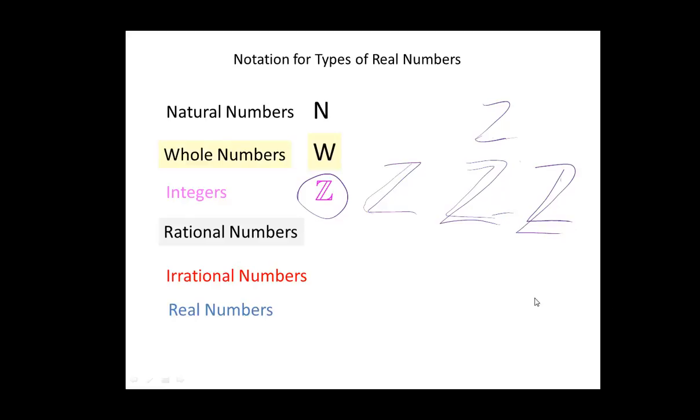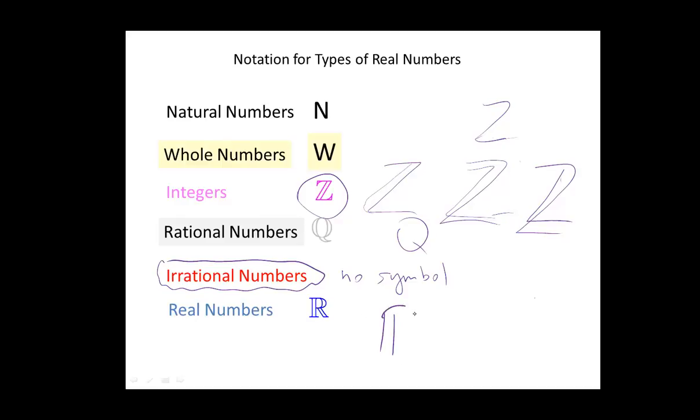Now the rational numbers, we use a Q, and that's sort of a fancy Q, but a regular Q is fine for the rational numbers. The irrational numbers, oddly enough, we have no symbol for that. There's a few times I've seen people make up some symbols, and that's okay, but there's no really commonly known symbol for the irrational numbers. And here's our real numbers. Now that's kind of a fancy R, but I would normally write it this way. This is how I would write the symbol for the real numbers.